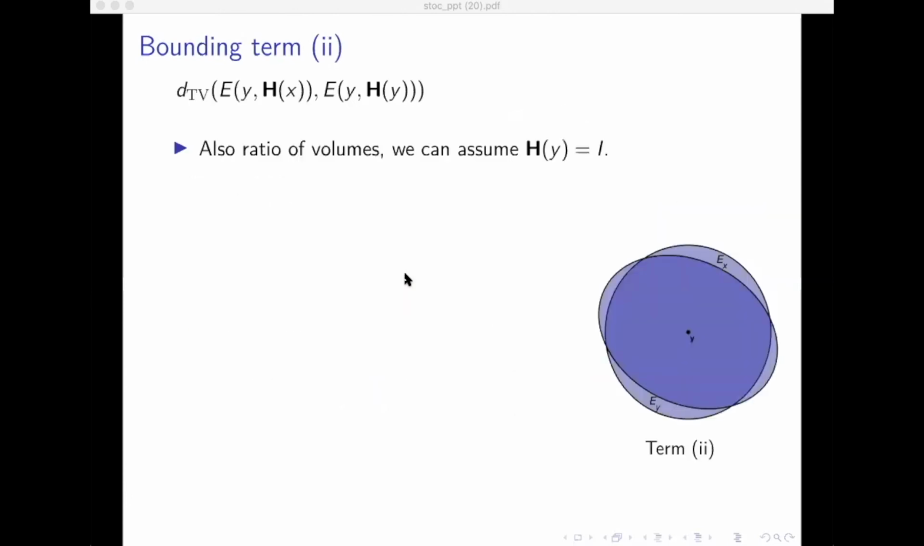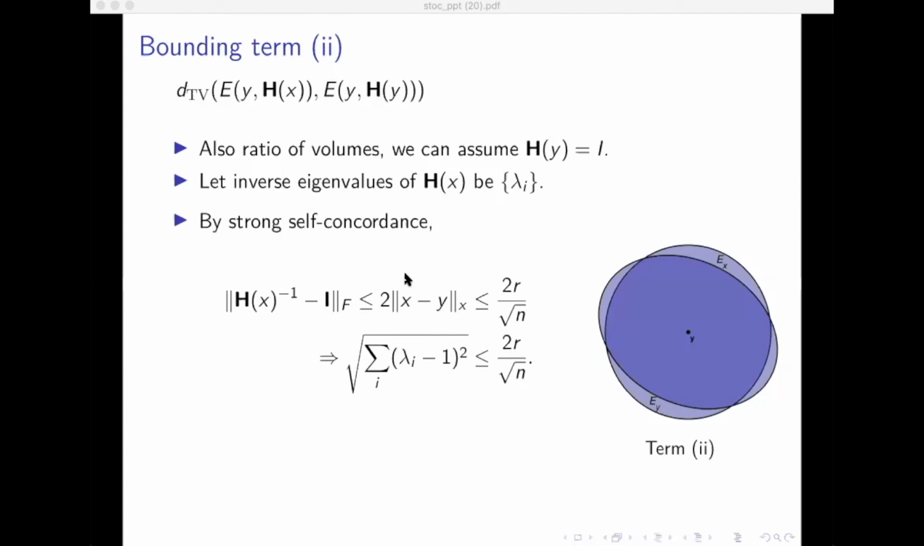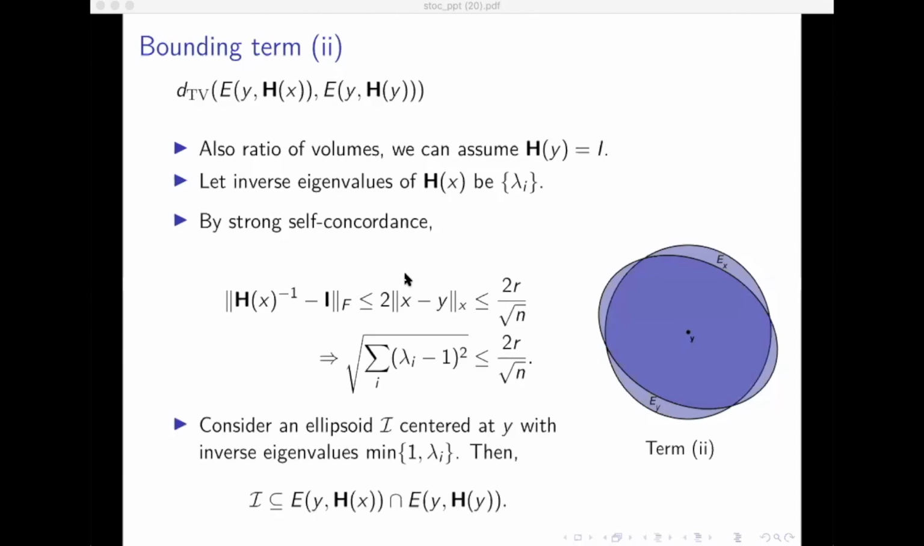Term 2 is also a ratio of volumes, and therefore we can assume that Hy is equal to the identity matrix after an affine transformation. Let inverse eigenvalues of Hx be lambda i. Then by strong self-concordance, the Frobenius norm of Hx inverse minus I is less than or equal to the distance between x and y in x norm, which is less than or equal to 2r divided by square root n. This implies that the sum of squares of lambda i minus 1 is less than or equal to 2r by square root n. We use this to show that the intersection of two ellipsoids is large.